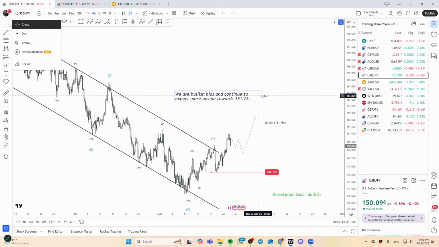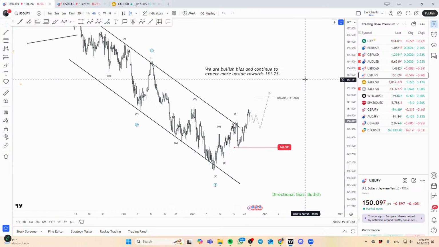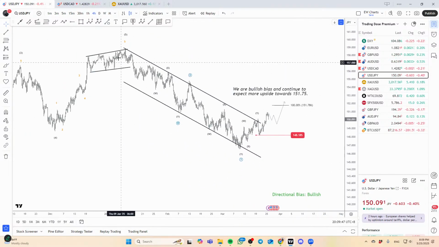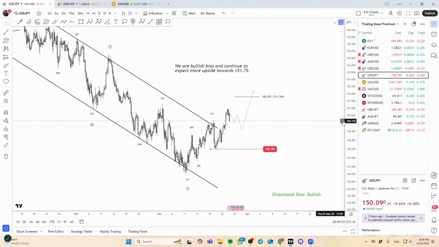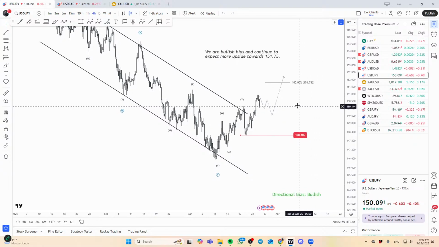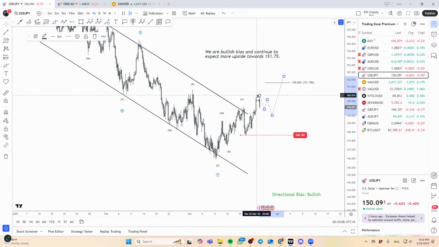Then we have dollar yen. Dollar yen here managed to actually break out of the channel structure, which gives us a bullish kind of bias. So what I would love to see before really committing to any buy trade from here is a corrective pullback. I mean, the market seems to signal the pullback has started.